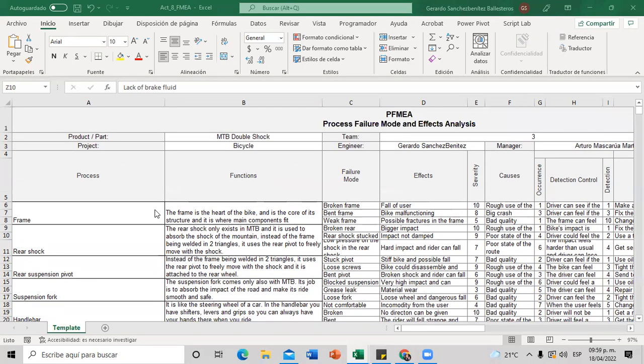So the way the PFMEA works, we first have the different pieces of the bicycle, which can be frame, rear shock, etc. Then we say the functions that this piece of the bike has. Then we make 3 different problems that could happen with this piece of the bike. For example, with the frame, it could be a broken frame, a bent frame, or a weak frame. So we can categorize these 3.